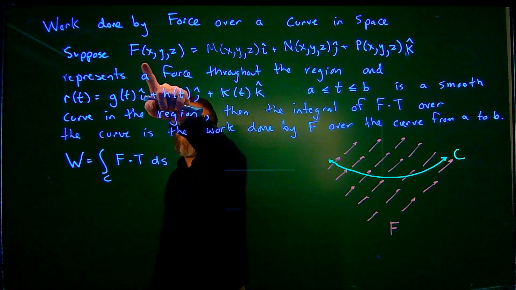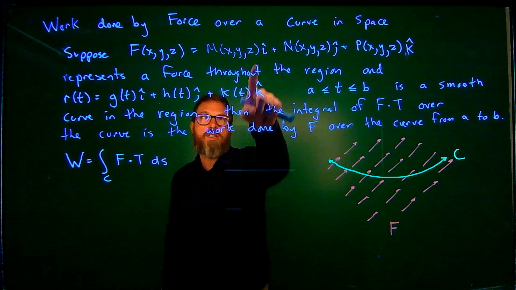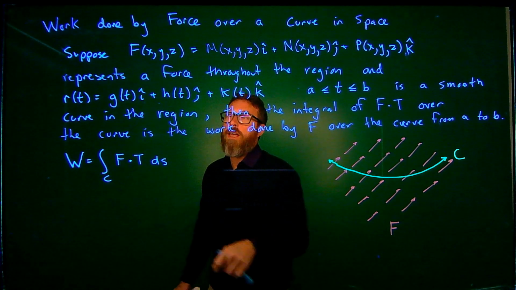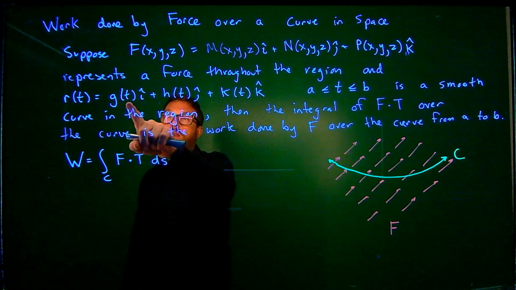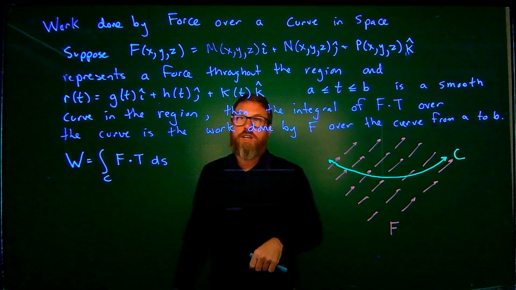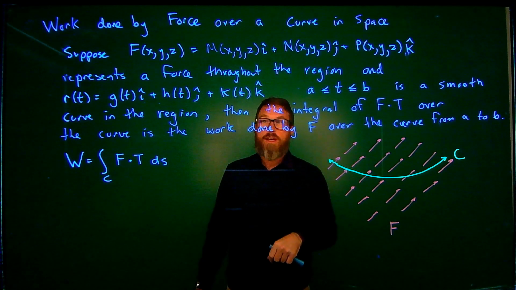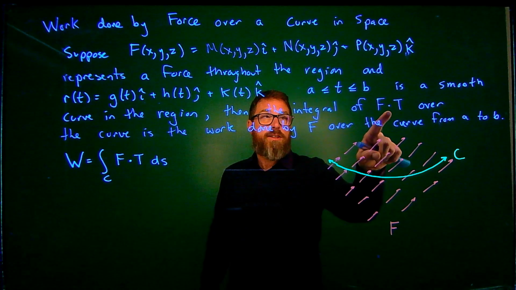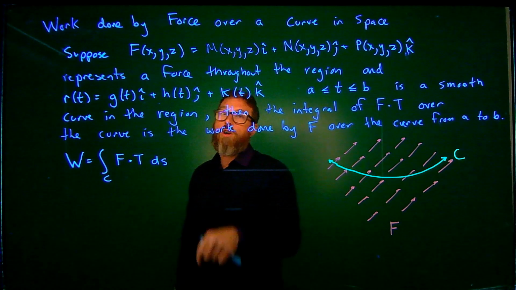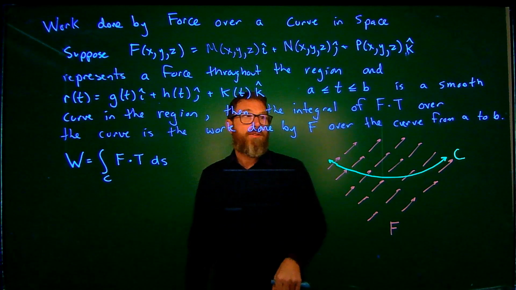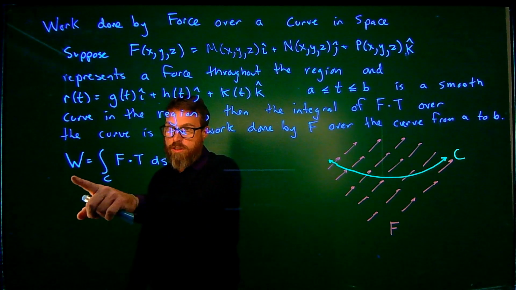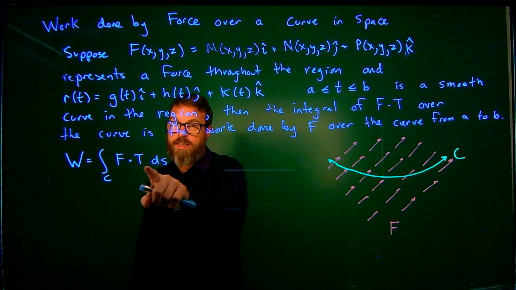So let's suppose that we have a force F of x, y, z, which is Mi plus Nj plus Pk, representing a force throughout the region, and that the curve r of t is g of t i plus h of t j plus k of t k from a to b is a smooth curve in that region. Then the integral of F dot T over the curve is the work done by F over the curve from a to b. So this is the work done. The work is going to be the integral over the curve of F dot T ds.